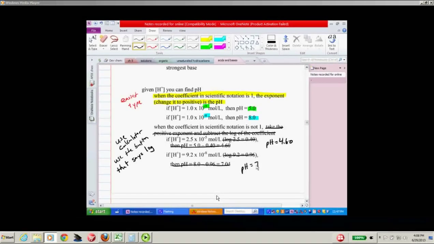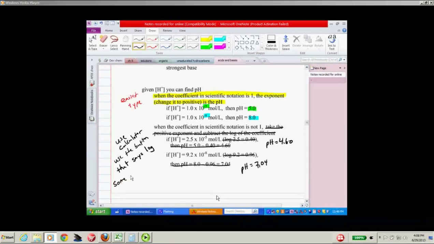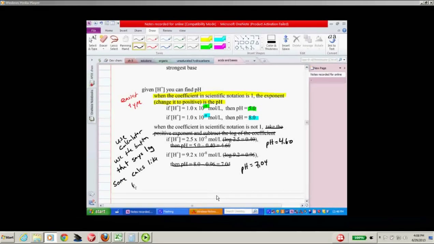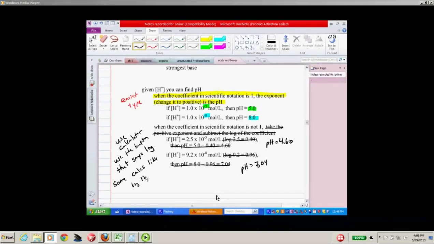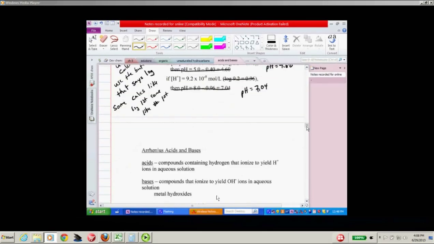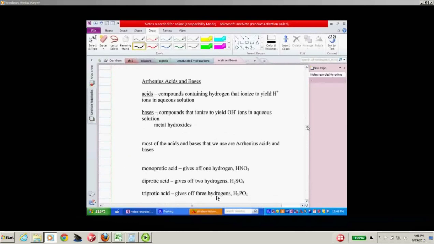Now, if you look at these, when we had 1 times 10 to the minus 5, our pH was 5. But when we have something else times 10 to the minus 5, it's always going to be 4 point something, so just a little bit less. We had 1 times 10 to the minus 8, and our pH was 8. When we have 9.2 times 10 to the minus 8, it's 7 point something. So you can always still use that exponent to estimate.